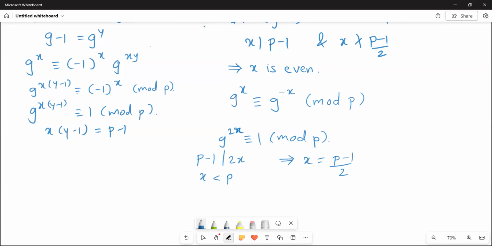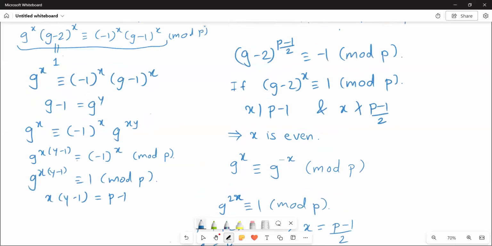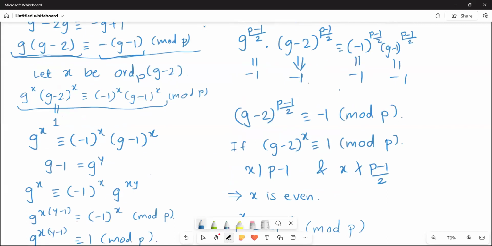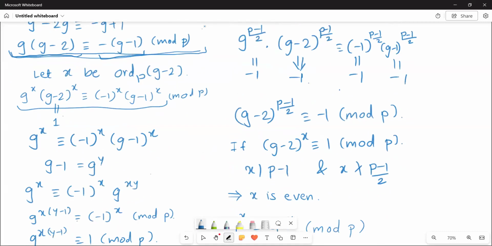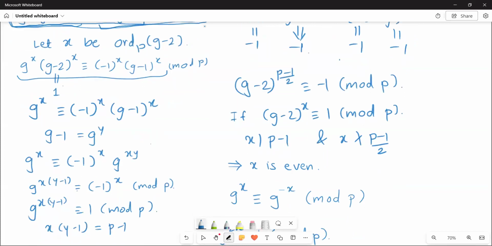Yeah, so should I go through the solution once? Because I just wrote it in parts. So the first observation is something like this holds. Now, let x be the order with respect to p of g minus 2. Then we know g power x into g minus 2 power x is this. And this quantity is 1 because it is the order. So g power x is something like this.